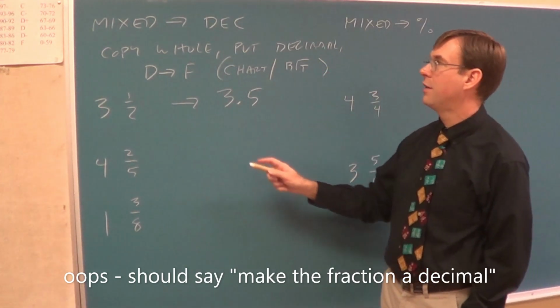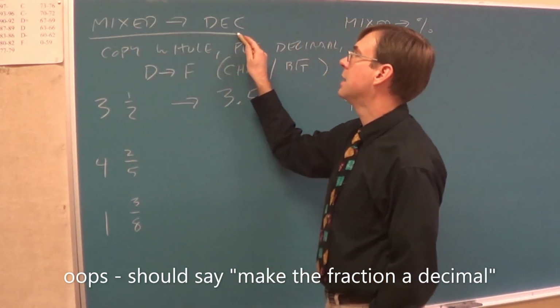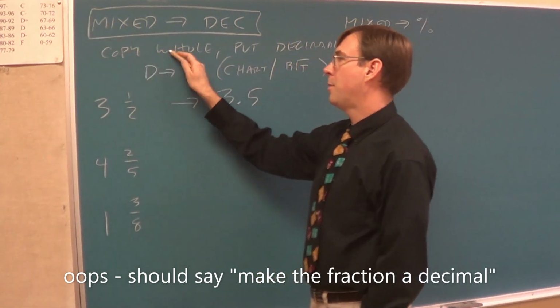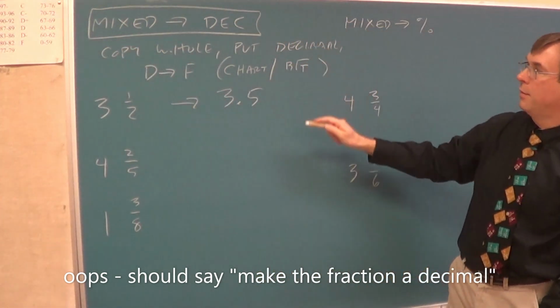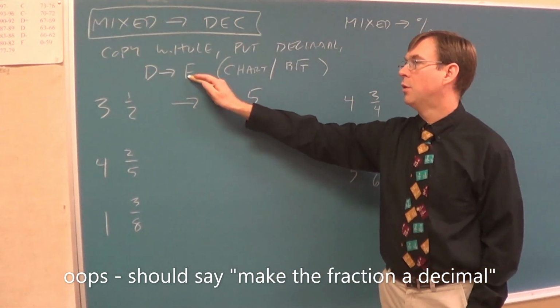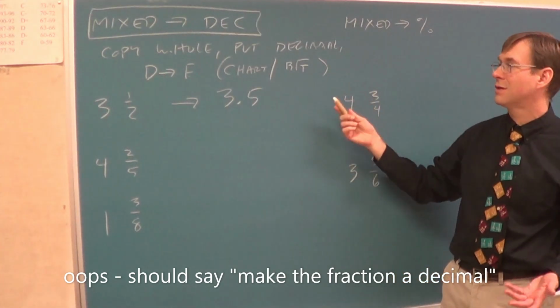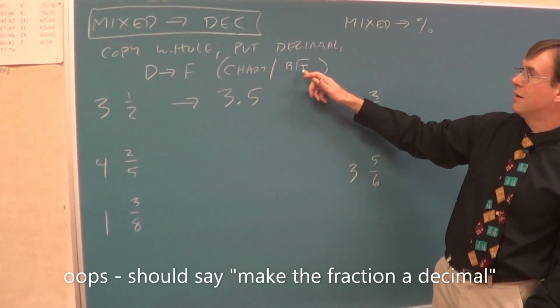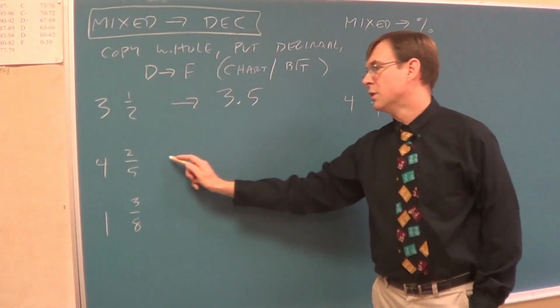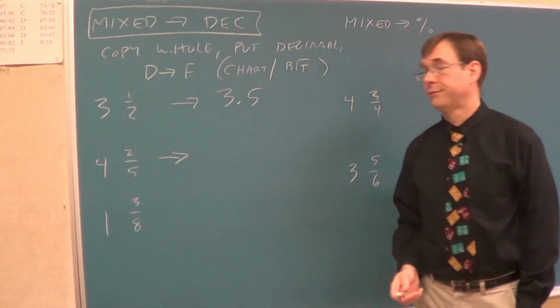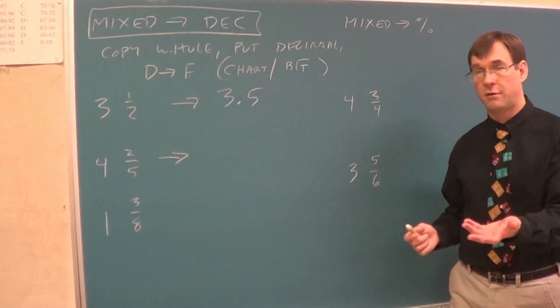So that's our scheme on this first topic. If you have a mixed number and you need a decimal, just copy the whole number, throw a decimal in the middle of the thing, and then for the fraction becoming a decimal, do whatever you're most comfortable with. If you know it from the chart, great. Bottom into top, great.